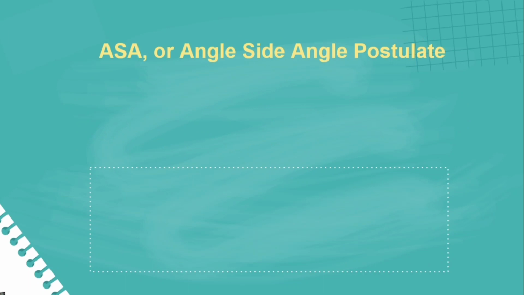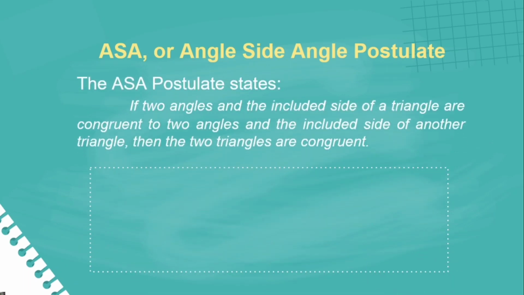Next, we have ASA or angle side angle postulate. So this postulate states that if two angles and the included side of a triangle are congruent to two angles and the included side of another triangle, then the two triangles are congruent.